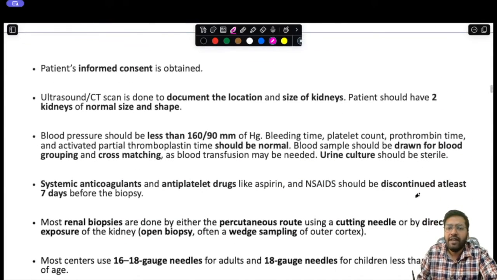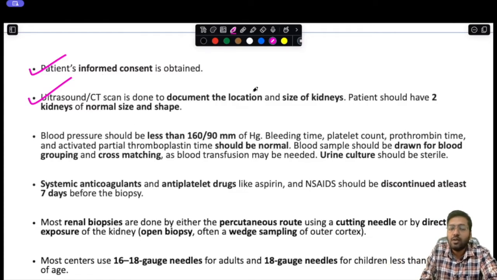Okay. A very important thing: what are the important steps that you have to understand? The patient's informed consent. Informed consent means that you have to explain the procedure in detail, and what the risks are, and what complications can happen as well. So you have to explain everything to the patient.